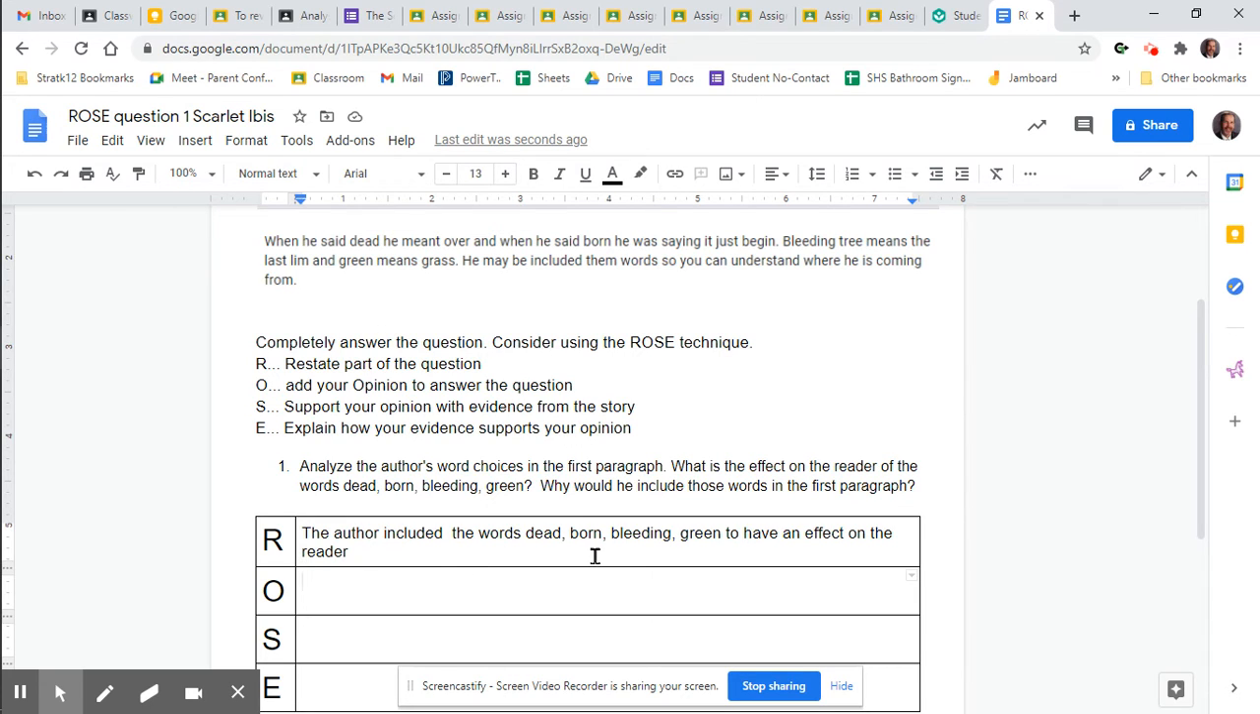The author included the words dead, born, bleeding, green to have an effect on the reader. The effect would be to get the reader thinking about life and death, meaning of life.